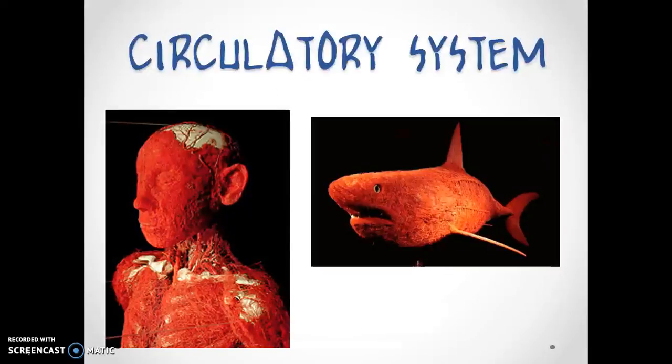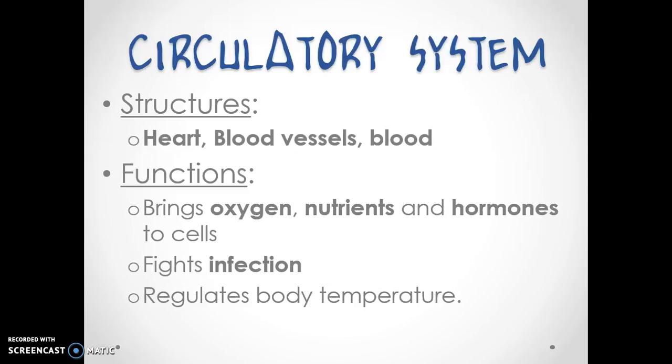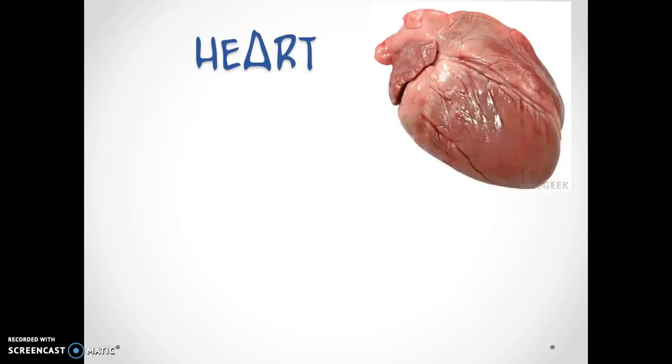For circulatory systems, this is an example of the human circulatory system and the whale circulatory system. The red one is our blood vessel. The circulatory system structures consist of the heart, blood vessels, and also blood. It functions to bring oxygen, nutrients, and hormones to the cells, and also to fight infection. It is also very important to regulate our body temperature.